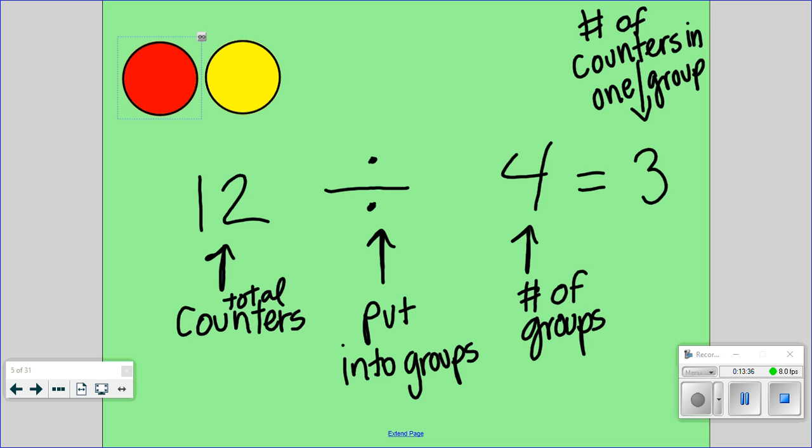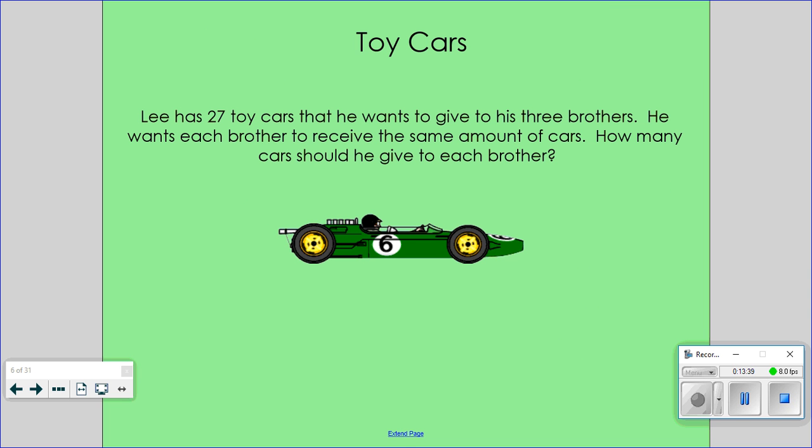Yes, ma'am. So you want to know? So this problem reads, Lee has 27 toy cars that he wants to give to his 3 brothers. He wants each brother to receive the same amount of cars. That's fair. I like it. How many cars should he give to each brother?